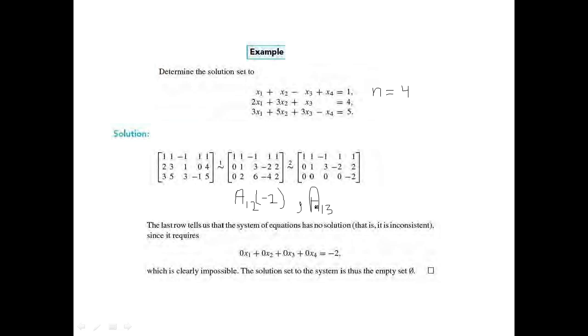Symbolically it may be written like a13, and multiply row number 1 by -3 and add it to row number 3, we will obtain 0 2 6 -4 2. Again using that leading one, our second row leading one, we must find 0 here. So again we use the addition operation, multiply row number 2 by -2 and add it to row number 3, we will obtain this row.